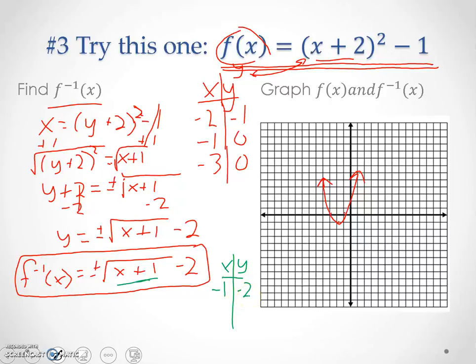That's going to give me a point here at -1, -2. Then I can plug in 0 for x, and I'm going to get two different answers. 0 plus 1 is 1. The square root of 1 is, let's say it's +1, and 1 minus 2 is -1.